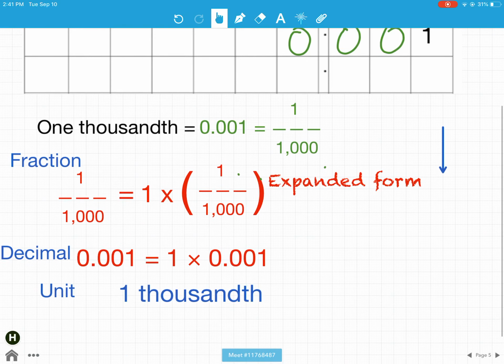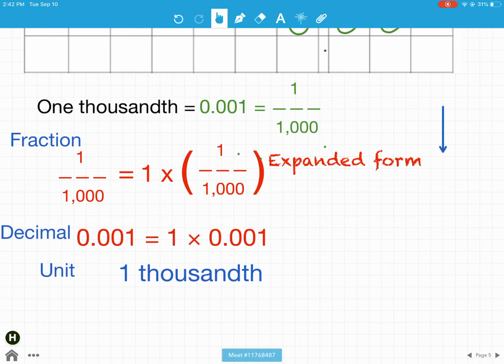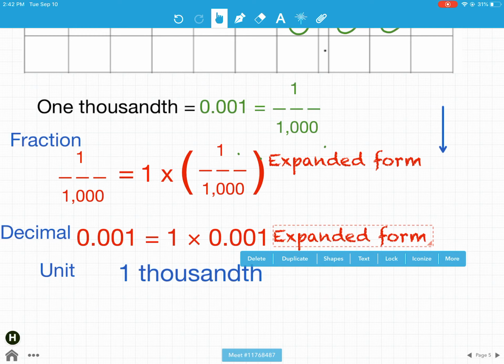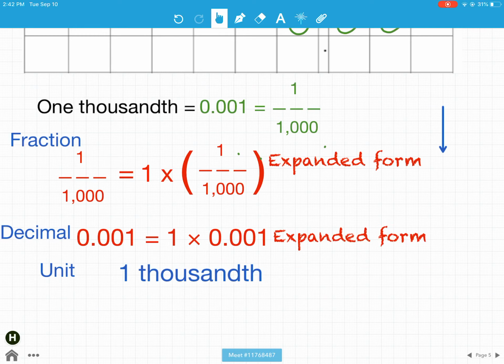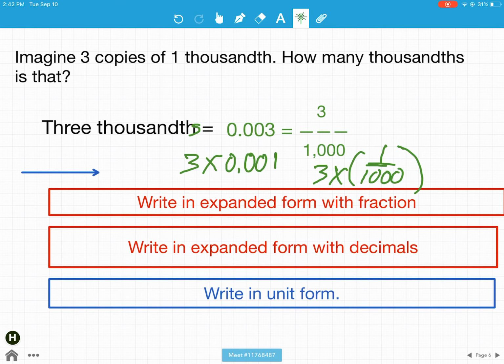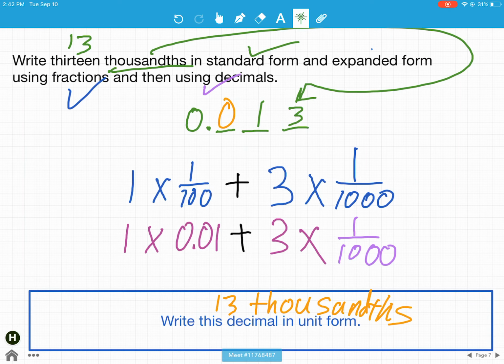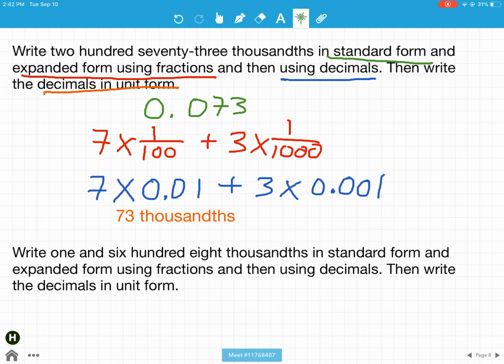All right, then we have the decimal form with the decimal expanded form. And then we have the unit form. And of course, we already have the word form right here. This would be the standard form. This would be the fraction. All right, we went over another one, and then we went to this one. We also were able to do this.